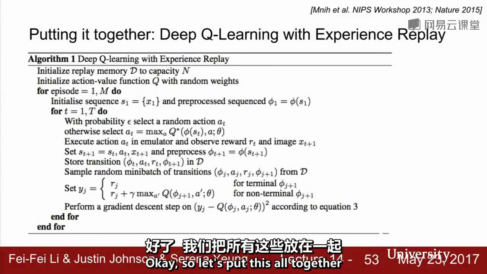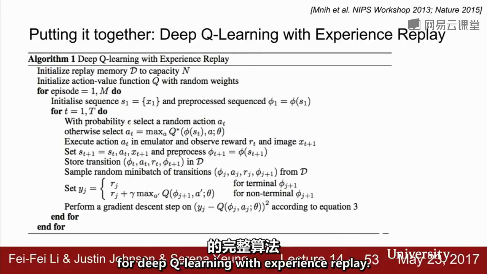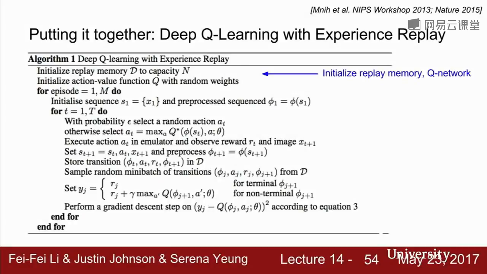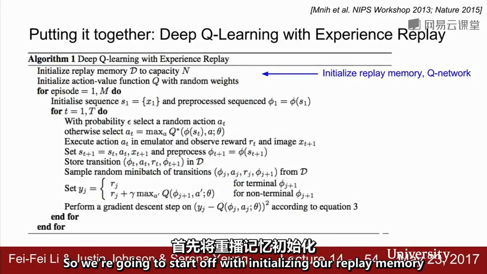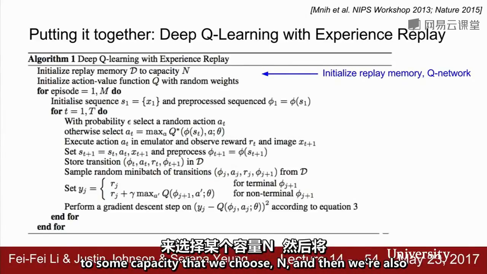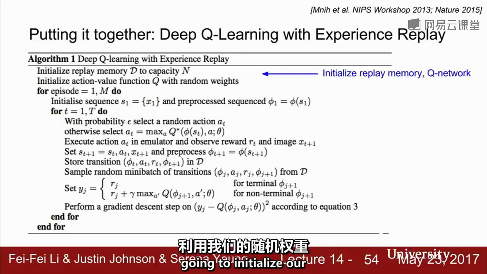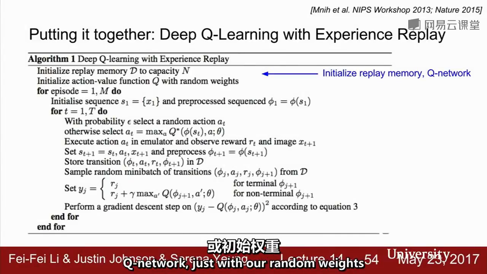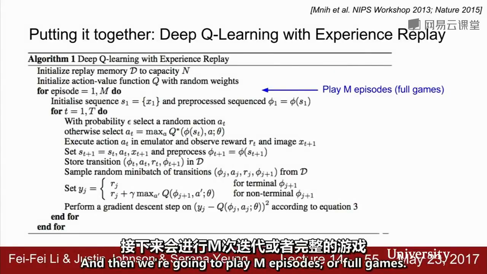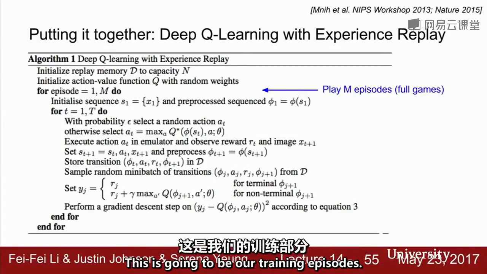Okay, so let's put this all together, and let's look at the full algorithm for deep Q learning with experience replay. So we're going to start off with initializing our replay memory to some capacity that we choose, N, and then we're also going to initialize our Q network with random or initial weights. And then we're going to play M episodes or full games. This is going to be our training episodes.